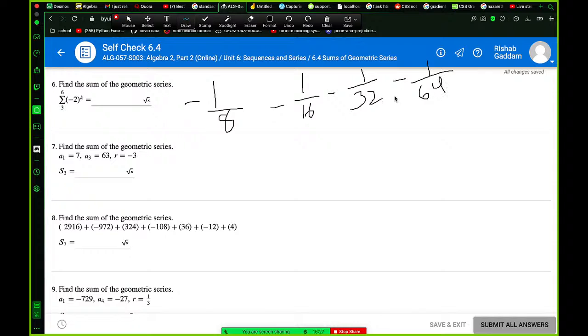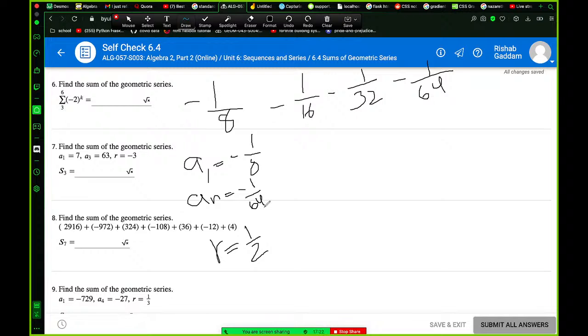So we can use the things that we did. This time we pretend that negative 1 over 8 is a1. So a1 is equal to negative 1 over 8, and n is equal to 4. And r is equal to 1 over 2. No, wait, I don't think it's negative. I think it's just 1 half. So r is 1 half, and a_n will be negative 1 over 64.